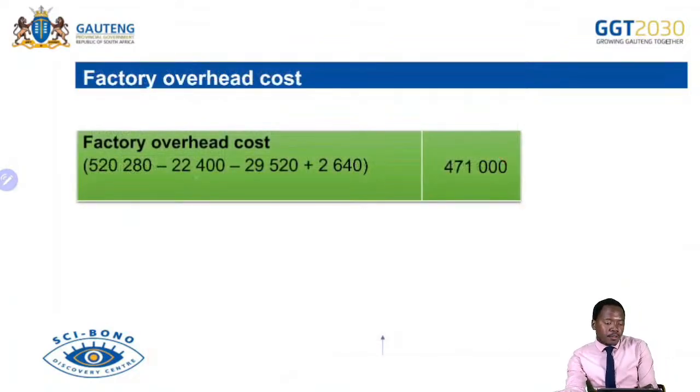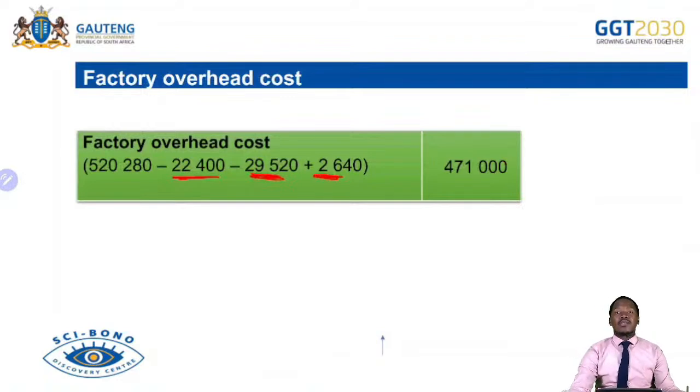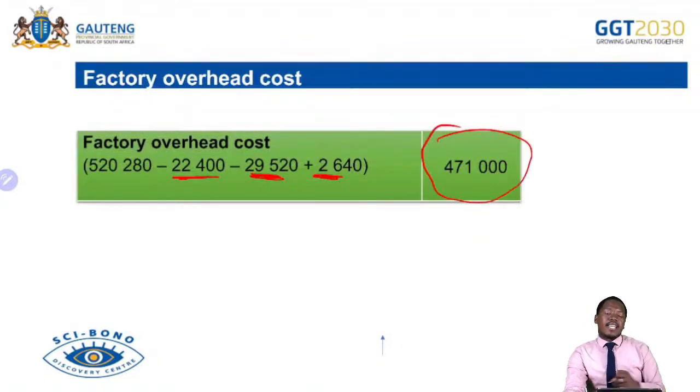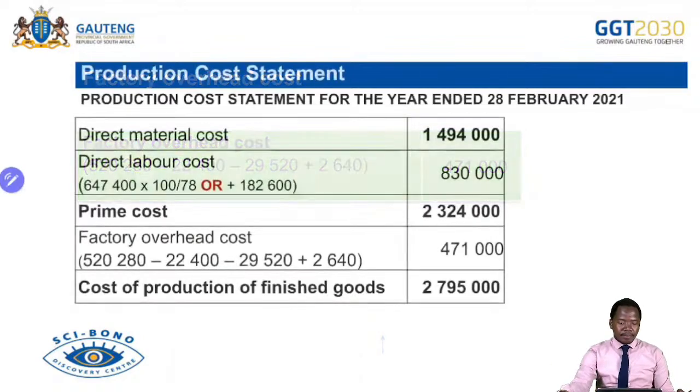Now, this is my full workings. Remember the 22,400? We've worked on that. We subtract that because it didn't belong there. And then we have the 29,520, which should also be deducted. And then we are adding the recent one that we just spoke about, the 2,640. Meaning my factory overheads now become 471,000. Now, grade 12, so moving on.